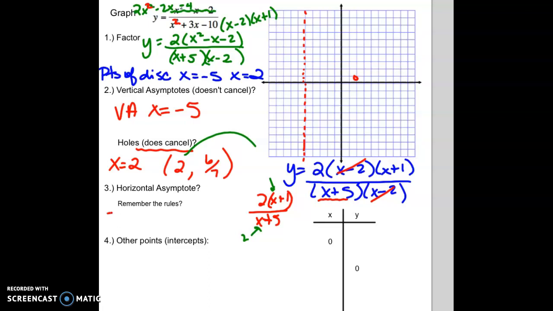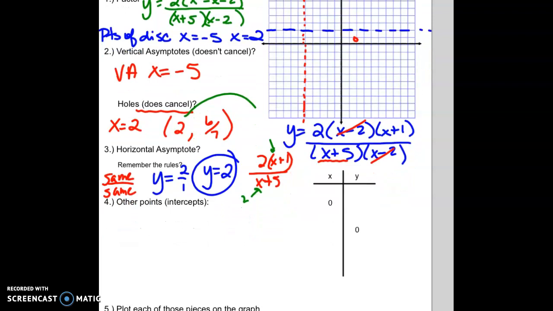So do you remember the rules? If we had the same degree on top that we have on the bottom, we ended up having to look at the leading coefficients. And our leading coefficients here would be a 2 on top and a 1 on the bottom. So we have the equation y equals 2 divided by 1, or just y equals 2. So let's go ahead and draw that in. Horizontal asymptote at y equals 2.